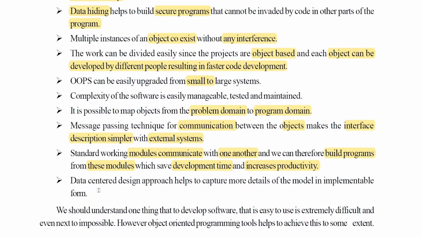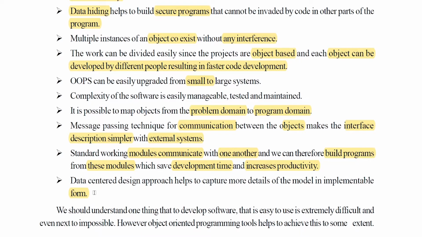So the data-centered design approach helps to capture more details of the model in implementable form. So here what we are talking about is not the function oriented concept. Here it is data centered. Data centered means we are going for the characteristics, and of characteristics and details we are trying to understand. And then we perform the functions, the behavior. So already I've told about what a class is. We have data and also we have member functions. Data represents the characteristics of an object. The functions represent the features of the object.